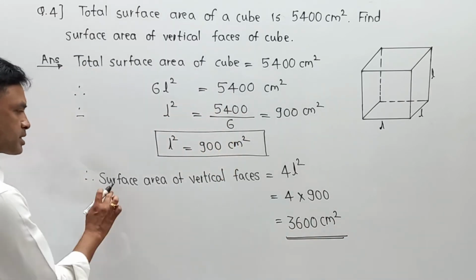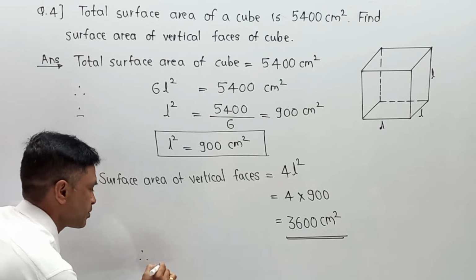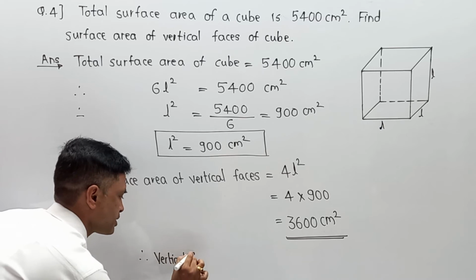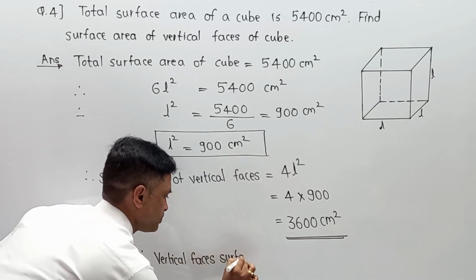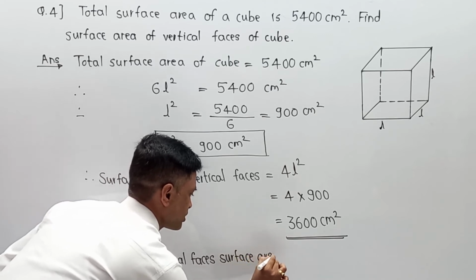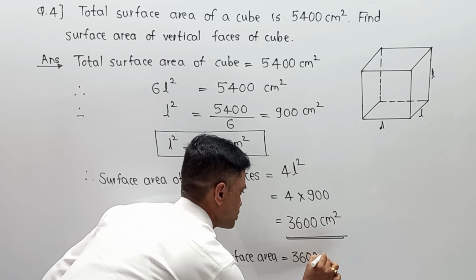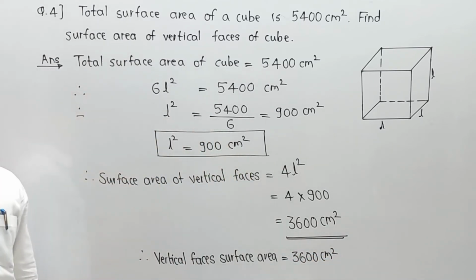We can write the surface area of vertical faces is equal to 3600 square centimeter. And in this way we can complete the entire numerical.